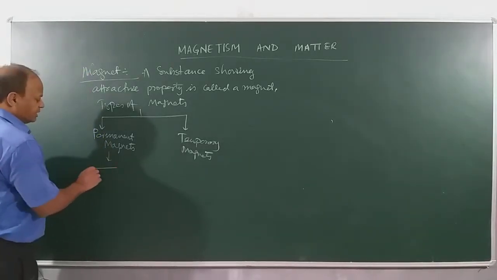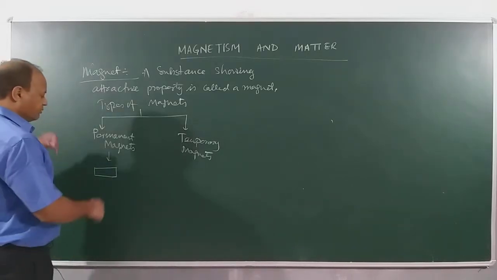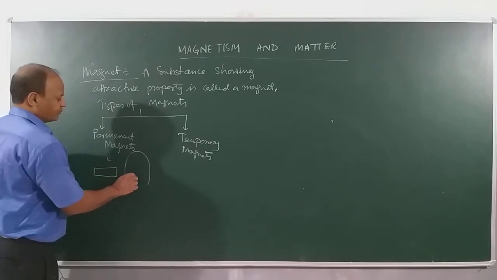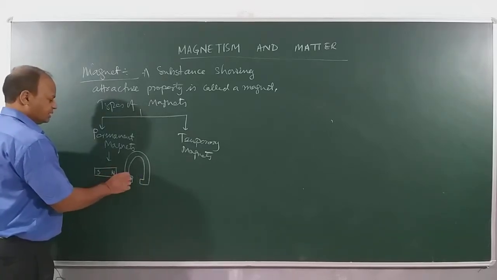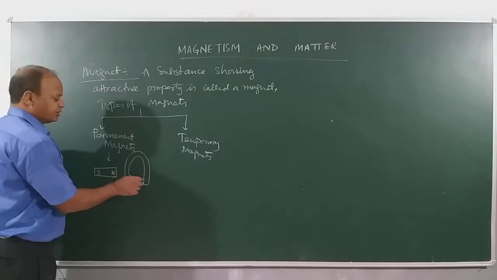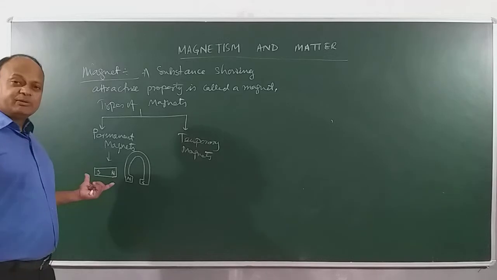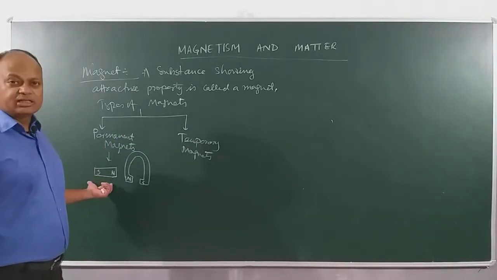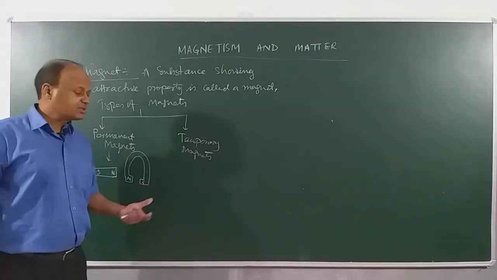This comes in the shape of a bar, or we can also have it in the shape of a horseshoe. This is what we call a horseshoe magnet. We have been using it very often. You have seen a number of devices where we have been using it, right? A bar magnet, as the name implies, is in the shape of a bar, and is the most commonly used magnet that we see in our physics labs. So these are permanent magnets.